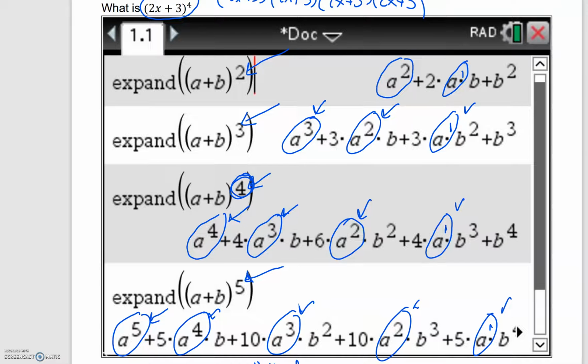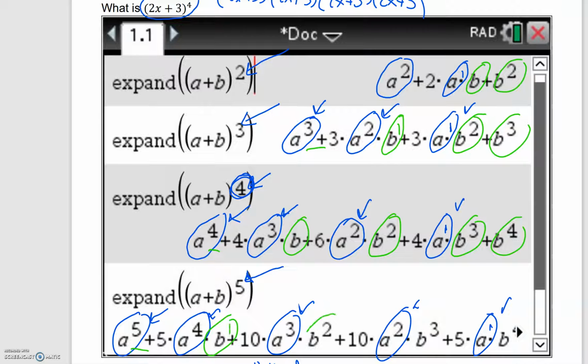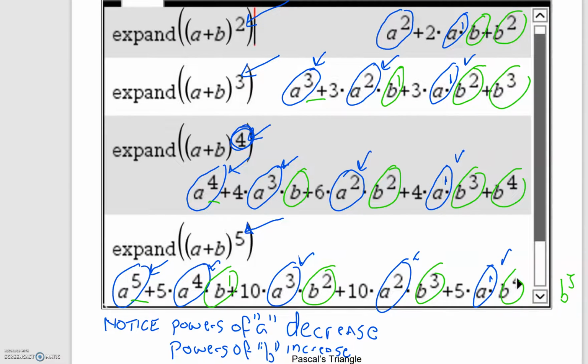Then, if I look at the corresponding powers of B, we'll notice that the powers of B are getting bigger. There's no B in the beginning, and then it's B to the first, B to the second, B to the third. There's no B, then B to the first, B to the second, B to the third, B to the fourth. There'll be a B to the fourth and a B to the fifth as well out here. So what we notice is that for the first term the powers decrease, whereas for the second term the powers increase.